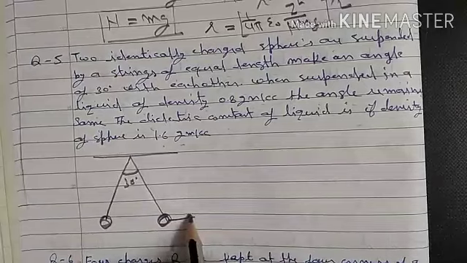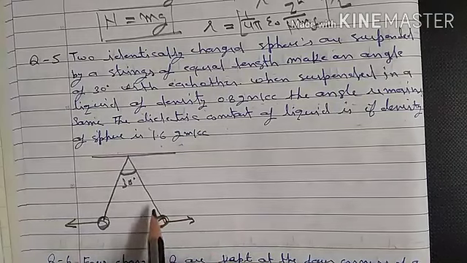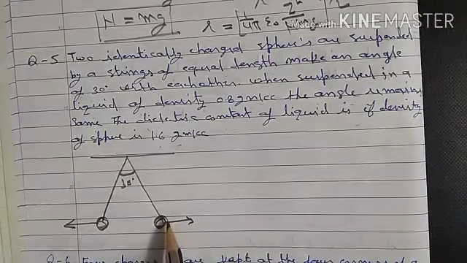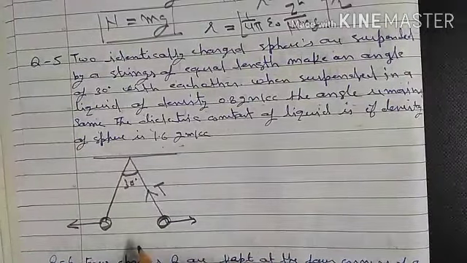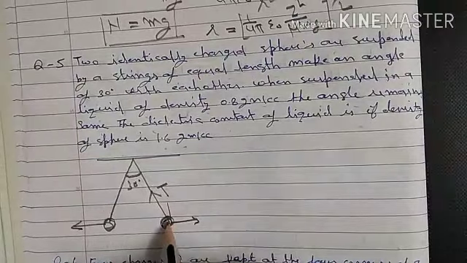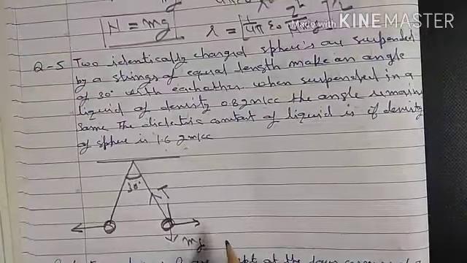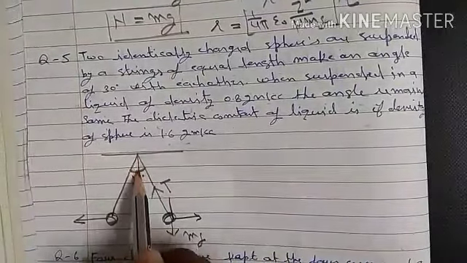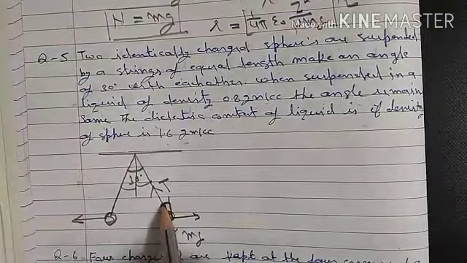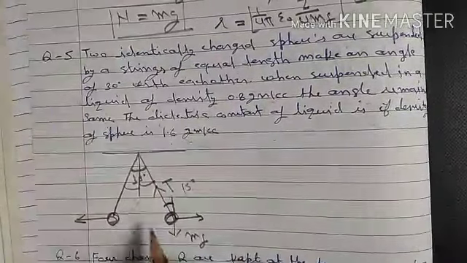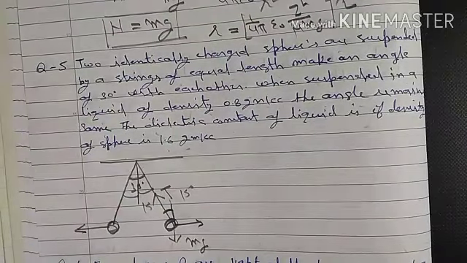Why? Because the force of repulsion will act on both spheres having similar charge. Suppose this is the angle, and a tension force will act here. Mg force will act downward. If it is 30 degrees, then we may divide this angle into two parts, 15 and 15. So this will also become 15 degrees. This will be 15, of course, alternate interior angles are equal.